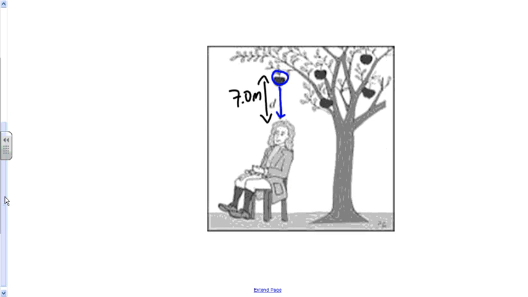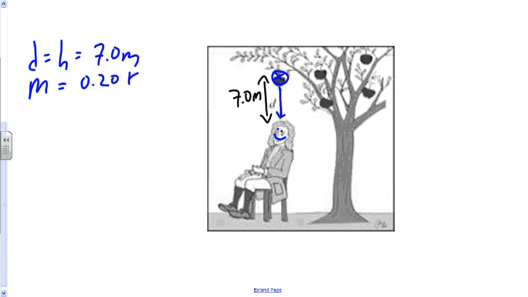So here's a picture of the problem. Here's old Newt. We have the apple right here, and it's falling a distance of 7 meters. So I'm going to write my distance that it's falling, which is equal to the height of the drop. I'll use the letter h, and that's 7.0 meters. And then I'll also say the mass of the apple, m, is 0.20 kilograms.